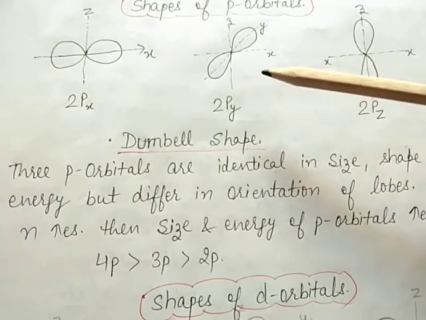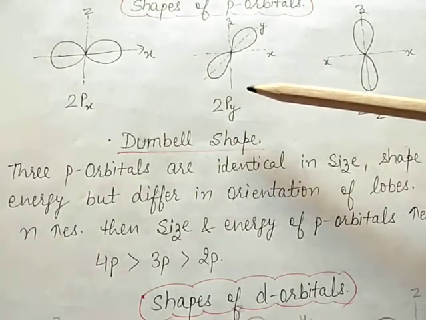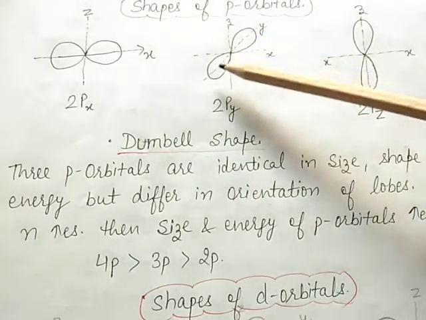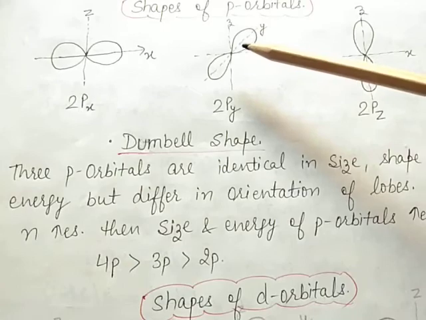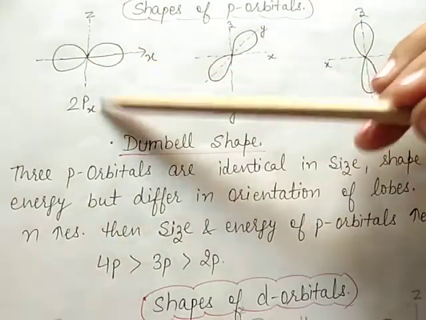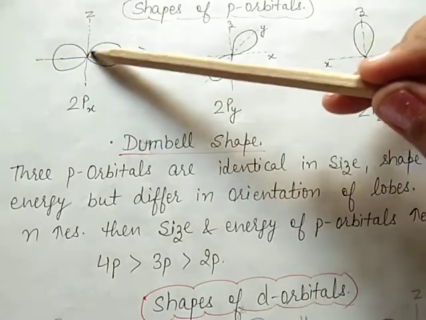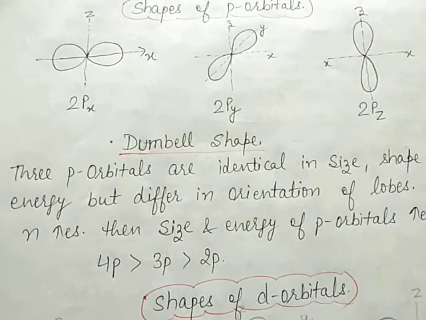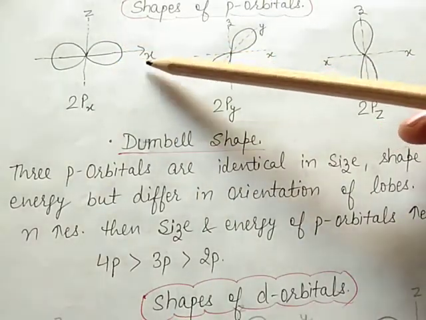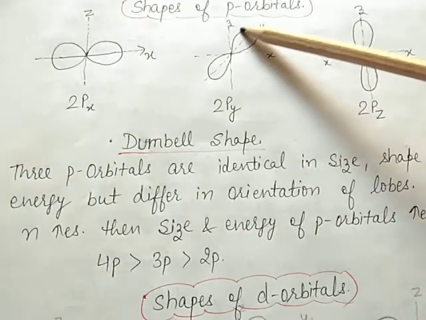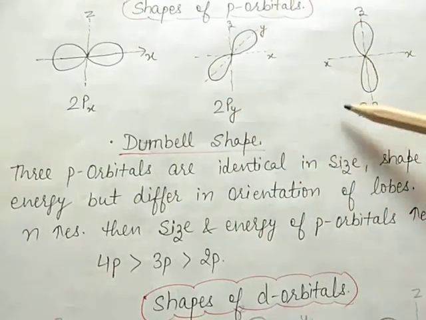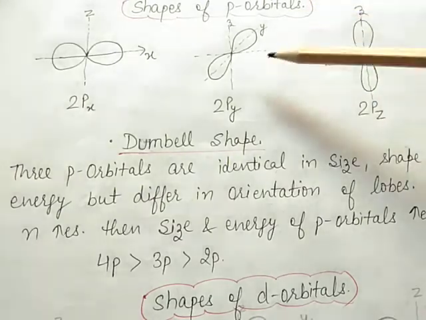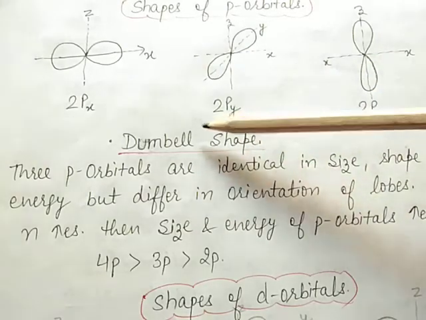These p orbitals are identical in size, shape and energy, but different in orientation of lobes. Orientation means directions. Like 2px lies along the x-axis, 2py lies along the y-axis, 2pz along the z-axis. But the shape remains the same, that is dumbbell shape.